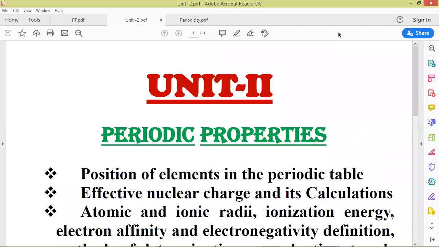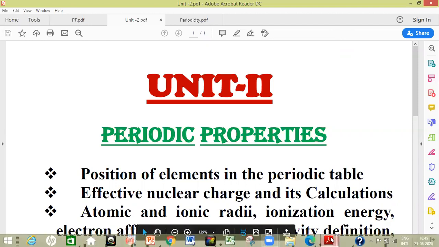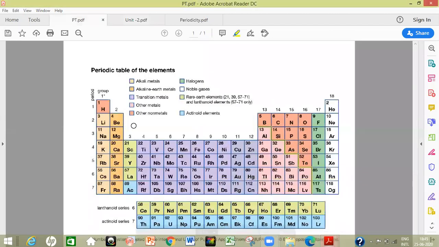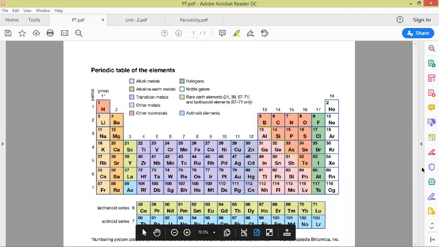In the last video, we started with unit 2 of your syllabus, that is periodic properties. In continuation with our discussion of the modern periodic table, we were discussing the groups and the periods in the periodic table. There are 18 groups present in the periodic table and there are 7 periods.